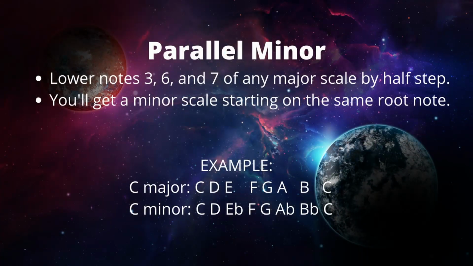Before we move on to the three types of minor scales, I'd like to talk about one more relationship between major and minor scales, and that's called parallel minor. This is just basically a minor scale starting on the same note as a particular major scale, and how you can convert that major scale into a minor scale. All you do is take your major scale and lower notes 3, 6, and 7 of that scale by a half step.